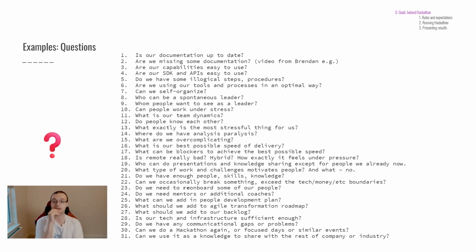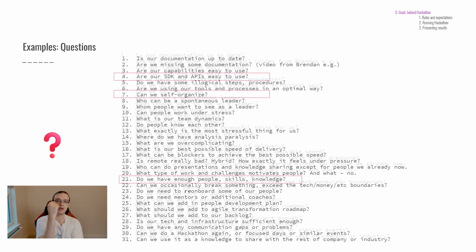This is a short list of questions, 31 questions, and I can even do a short list of the short list questions. It's my particular case, my particular organization, department and team, but we were interested in checking if our SDK and the APIs were easy enough to use. Can we self-organize? This is an important question for an agile coach like me. And do we have enough people, skills, and knowledge? Basically, this is a question mostly interesting for the technical director and our HRs.